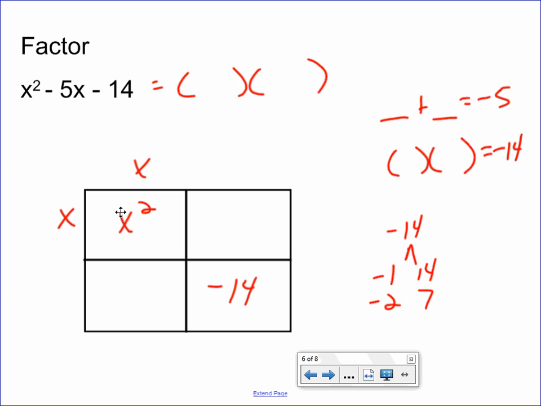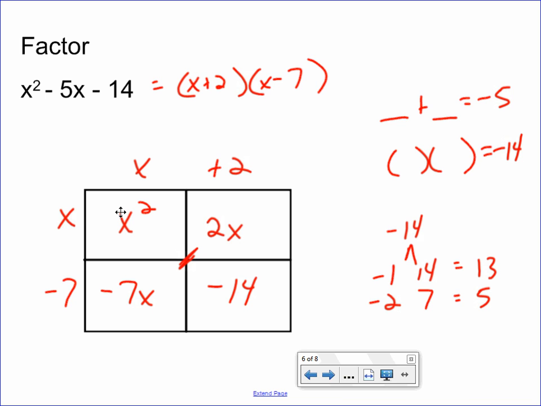So if we add those together, here I'd get a 13. Here I'd get a 5 when I add those together. So again, I got the opposite sign, so I know I just need to switch the signs in those two factors. So it'd be a +2, and it would be a -7. This would be a -7x. This would be a 2x. And these two would add up to my -5x. So I've got an x plus 2 and x minus 7. Okay.